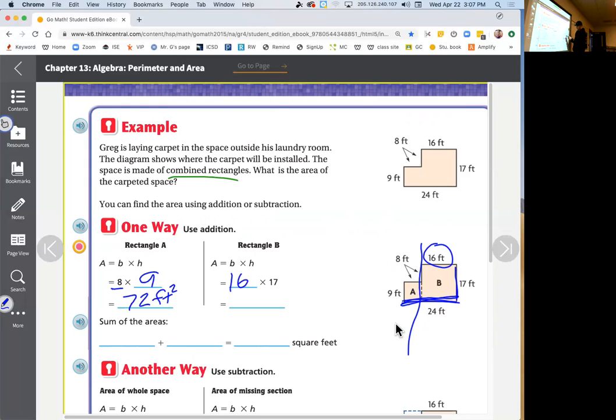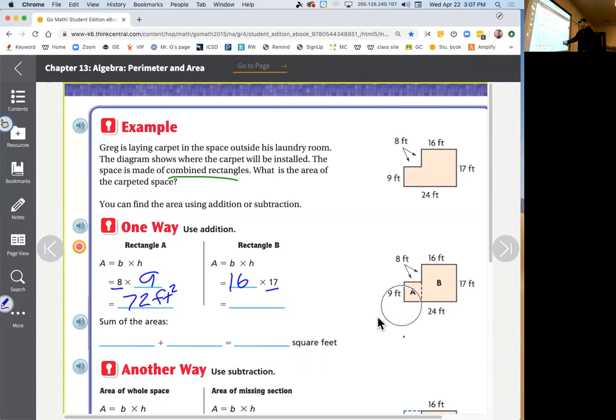And the height is right here, which is 17. It's not 9. 9 is the height of the small. You got to pay attention to where all these are. Okay, you got to pay attention. You may think this is 24, but it's not. It's the whole thing, all the way to the end.